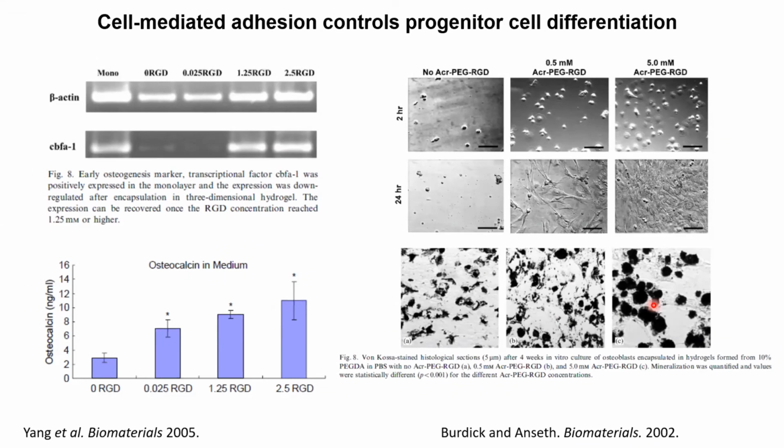So as you're probably going to see in other lectures, ECM integrin engagement not only allows the cells to survive, not only allows them to spread, but allows them to be receptive to different soluble cues that cause differentiation.